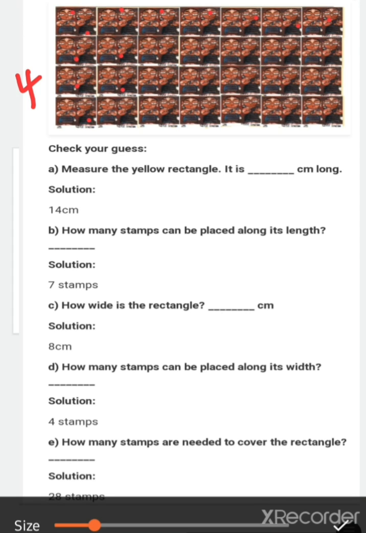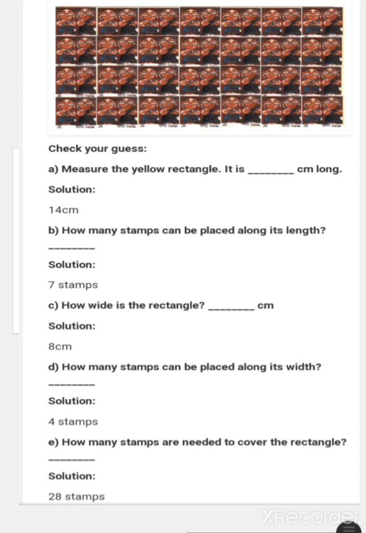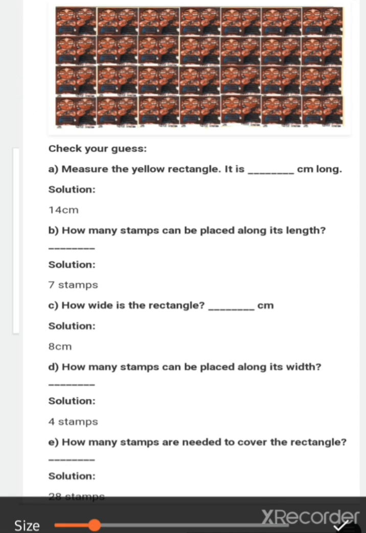Now check your guess. Now let's see. Measure the yellow rectangle. It is dash centimeter long. You have to measure the rectangle. As you can see this rectangle, you have to find its length. So let's do it. One stamp is 2 centimeters. This will also be 2. This one 2, 2, 2. This will be 2 and 2.